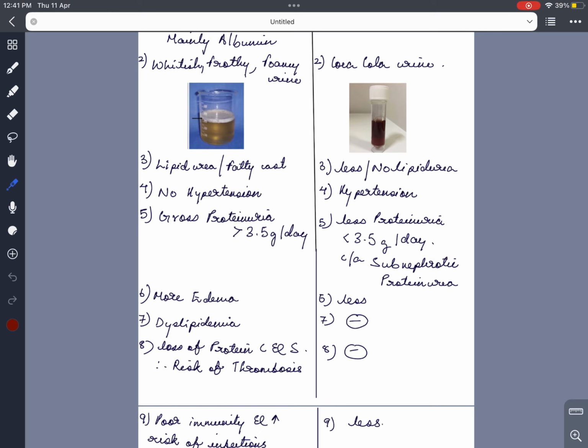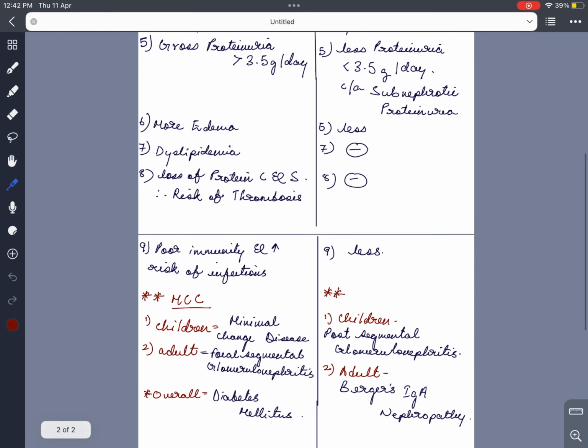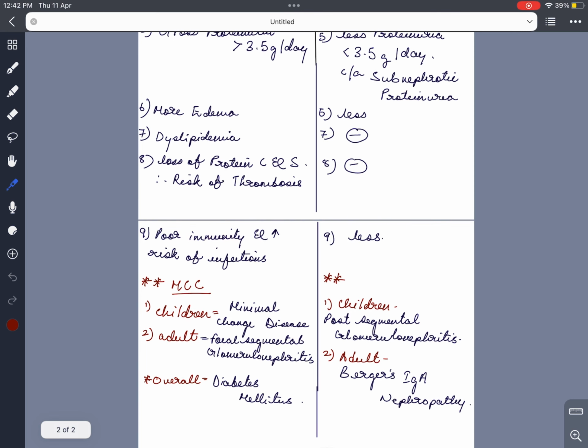In nephrotic, we again have loss of protein C and protein S causing thrombosis risk. And in nephritic, we don't. In nephrotic, we have poor immunity and a high risk of infections. And in nephritic, there is a lesser chance of infections. Now, the thing to be noted over here are the most common causes.